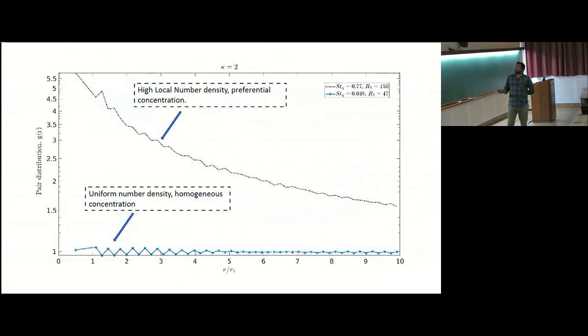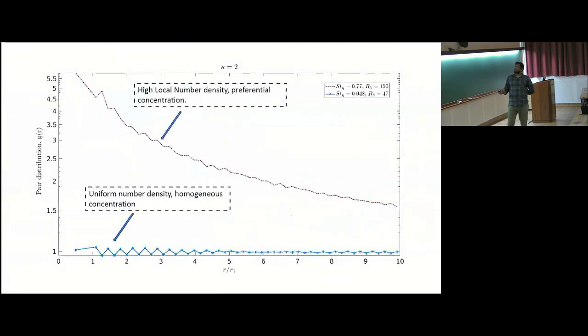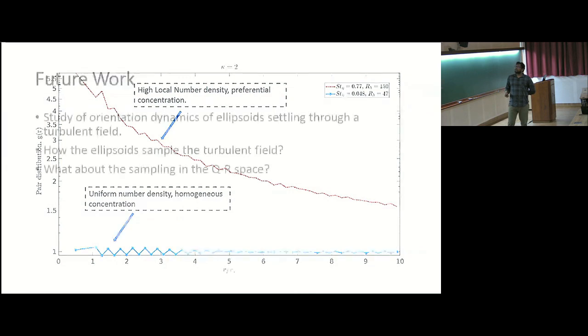And this is for a prolate spheroid. The previous results were for the oblate spheroid. Similar theme: for high Stokes number, we get a non-uniform concentration field, and for low Stokes number, it's uniform. So this is all the analysis for the spheroid.